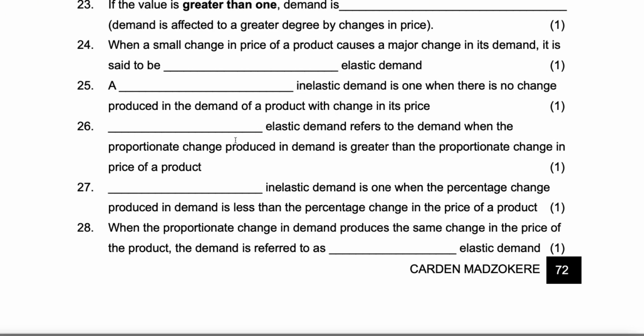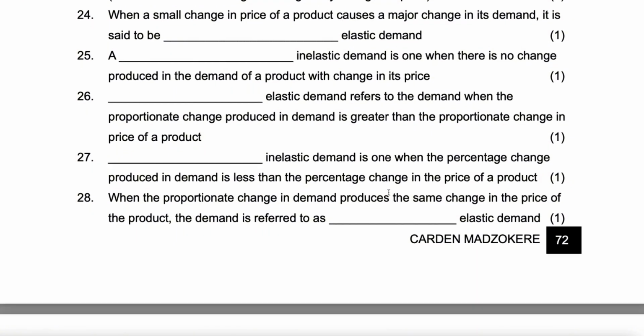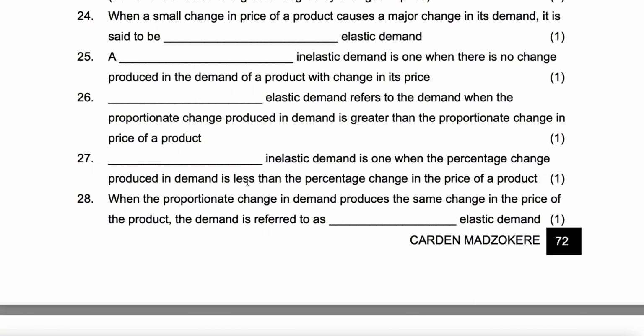Then inelastic demand is when the percentage change produced in demand is less than the percentage change in the price of a product. Well, this one is relatively inelastic. When the proportionate change in demand is the same, then that's unitary again.